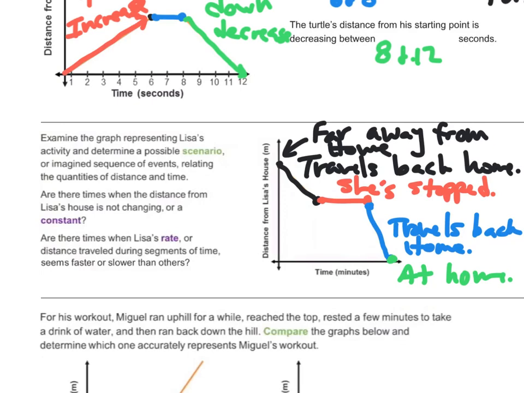So the question is, are there times when the distance from Lisa's house is not changing, or constant? And that's this red portion right here. That's where she stopped.